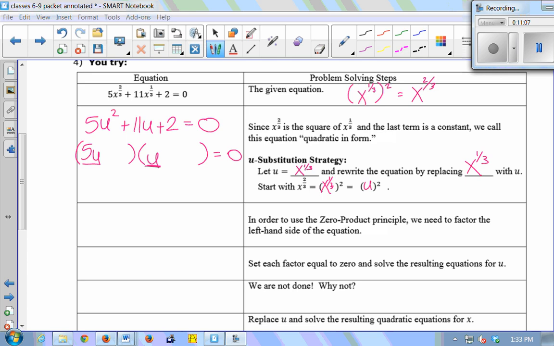The only things I can multiply together to make 5 are 5 and 1, whole numbers anyway. All right, and then my lasts, what goes here and what goes here, those have to multiply together to make 2, the constant term. And there's only two choices for that, 2 and 1 or 1 and 2. So then we just check them both. If I throw a 2 here and a 1 here, then when I do the outer and the inner, I get 10u plus 1u, which gives me the 11u that I need. So I have 5u plus 1 times u plus 2. Then you set each of those factors to 0.